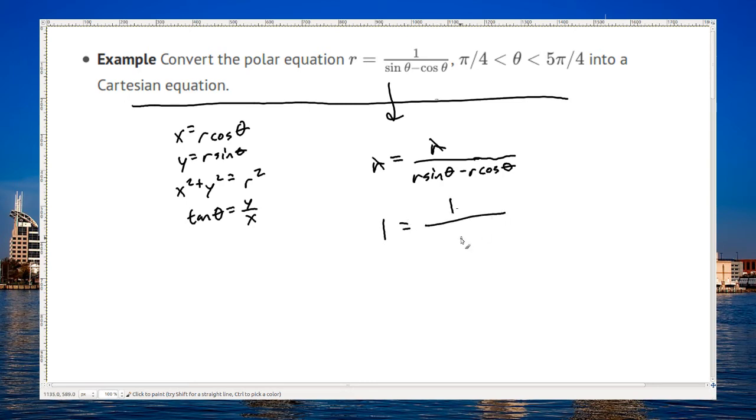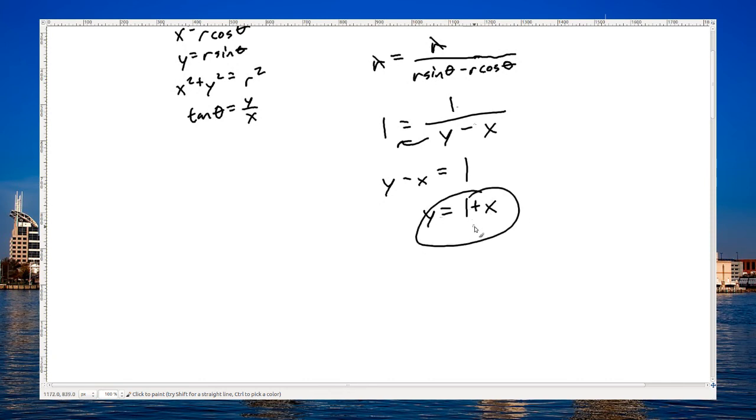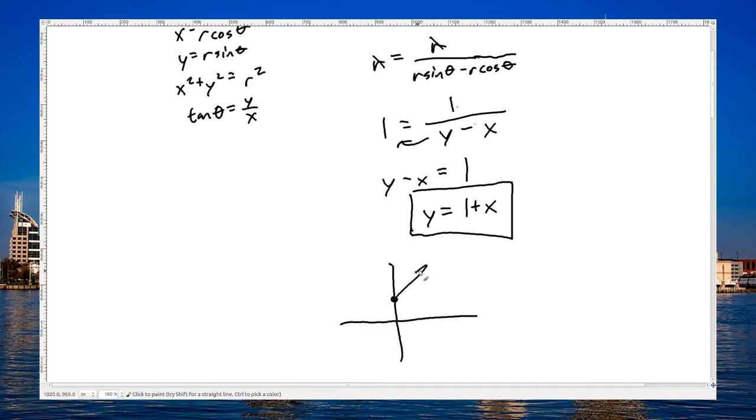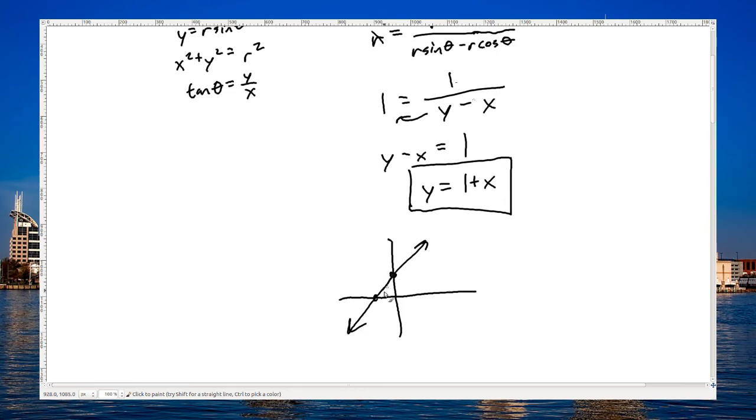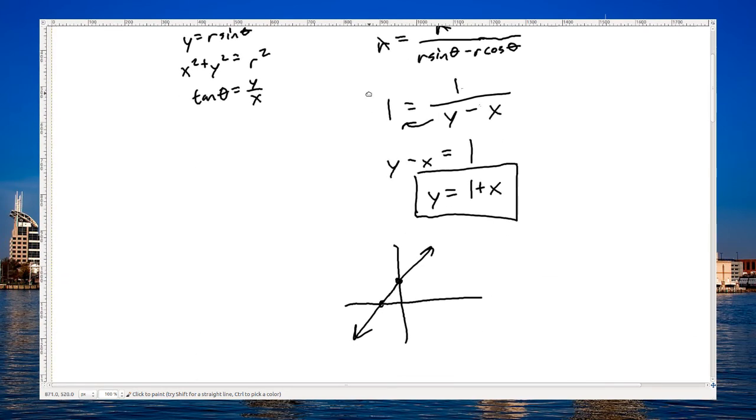1 over 1 divided by r sine is going to become y. r cosine is going to become x. And so then I'll just multiply this back over here to the left. y minus x equals 1, or y equals 1 plus x. And that, of course, is the equation of a straight line. And you can see that that would be the same straight line that I drew a picture of just a moment ago by fumbling around trying to plot those polar coordinates. We get that exact same picture here. Okay, so that's good news.